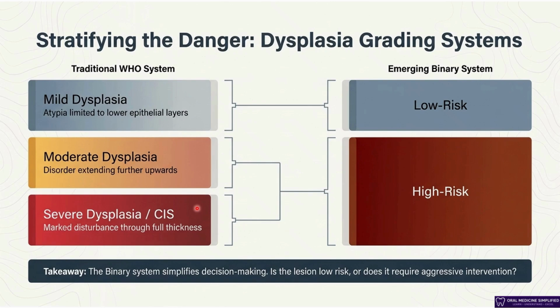Many clinicians also use a binary system where lesions are classified as low risk or high risk. This can help decision making because the central question is: does this lesion require aggressive intervention or close monitoring? But we must remember that grading is not perfect. Biopsy site selection, sample quality, and interpretation all matter. That is why clinical judgment and histopathology must work together.